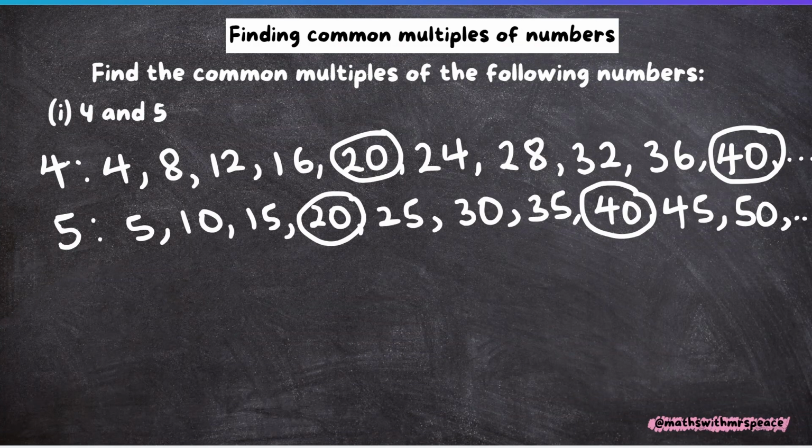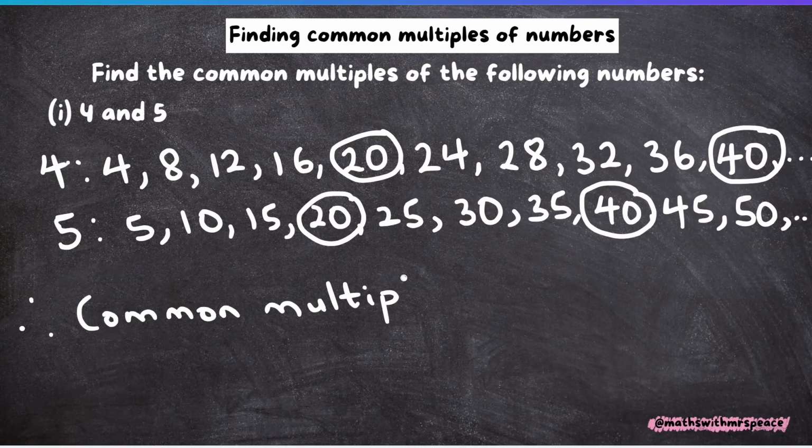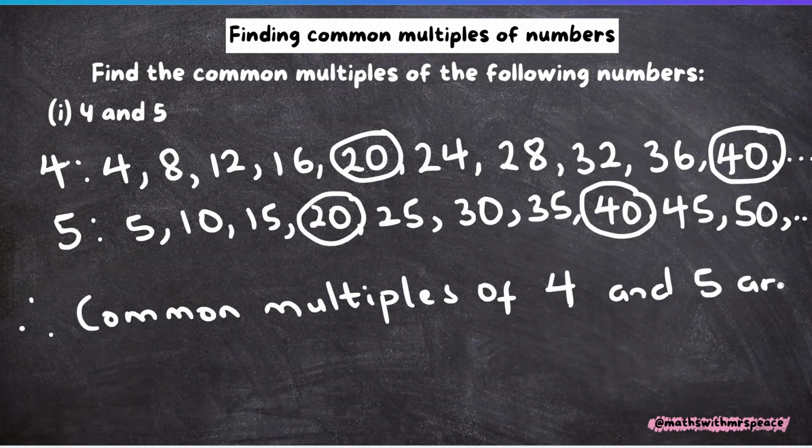And from the list of multiples that we know, these are all the common multiples that we can identify. So I'm just going to go ahead with my summary and say, so therefore, the common multiples of 4 and 5 are 20, 40, and by now, you should be able to guess what the next common multiple will be as well from the hint I gave you in the last example.